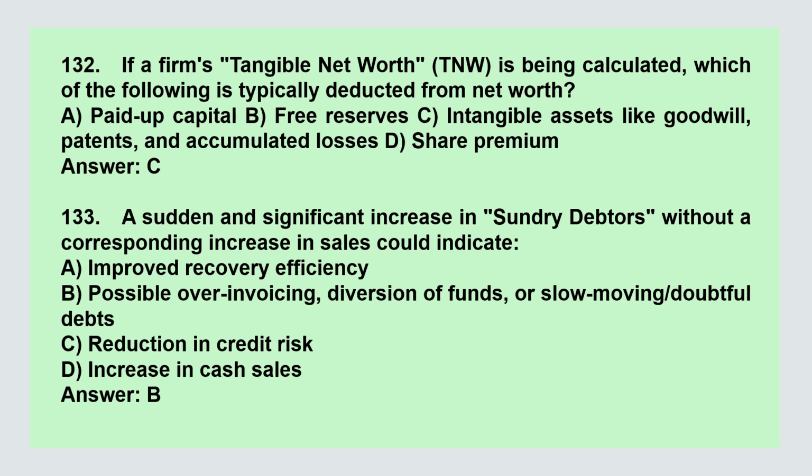If a firm's tangible net worth is being calculated, which of the following is typically deducted from the net worth? Answer C. Intangible assets like goodwill, patents, and accumulated losses. A sudden and significant increase in sundry debtors without a corresponding increase in sales could indicate possible over-invoicing, diversion of funds, and slow-moving or doubtful debts.